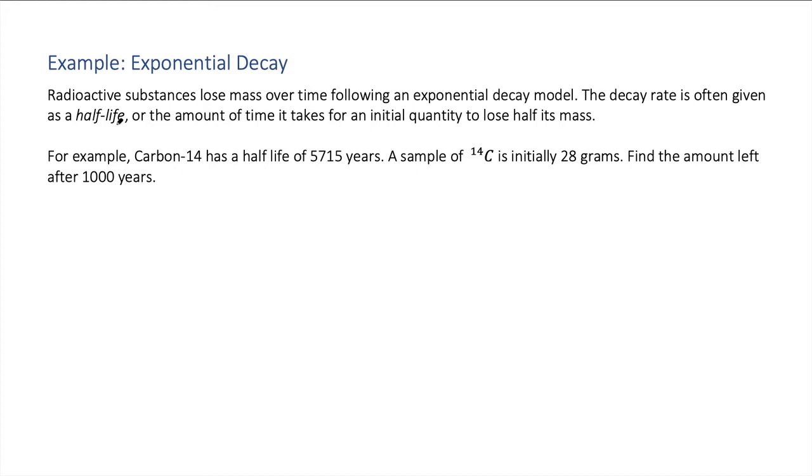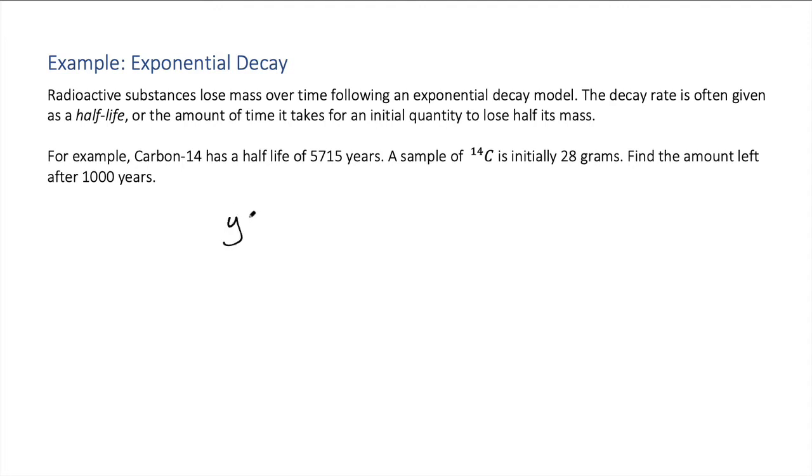One of the most commonly used applications of this is the half-life of carbon-14. It's used for carbon dating. Carbon-14 has a half-life of 5,715 years. So if we take a sample of carbon-14 that initially has 28 grams, we want to find the amount left after 1,000 years. First, we're going to write our exponential model and figure out what that b is.